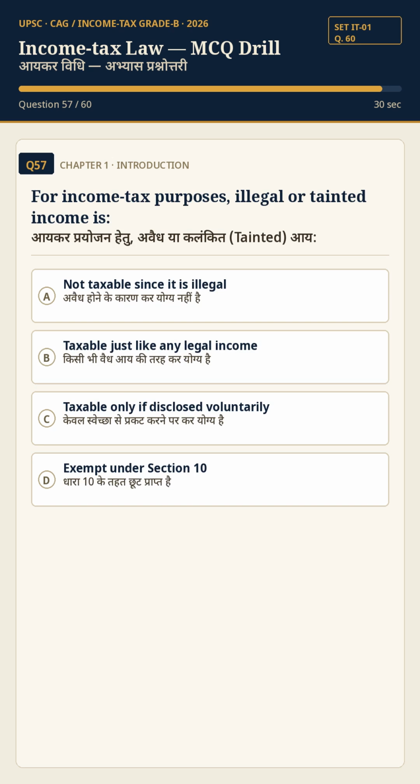Question 57. For income tax purposes, illegal or tainted income is: Option A, not taxable, since it is illegal. Option B, exempt under section 10. The correct answer explanation. Income is income though tainted. For income tax purposes there is no difference between legal and illegal income.